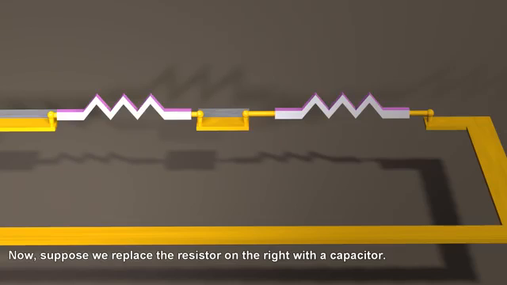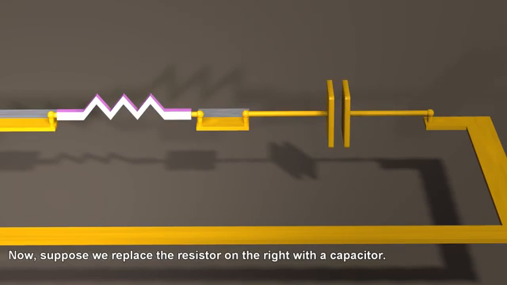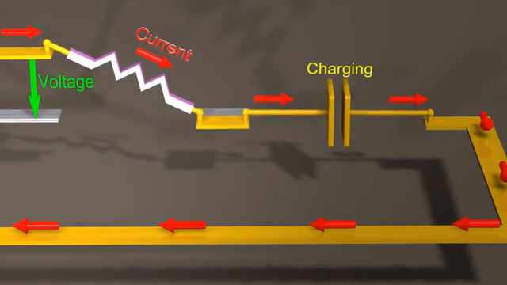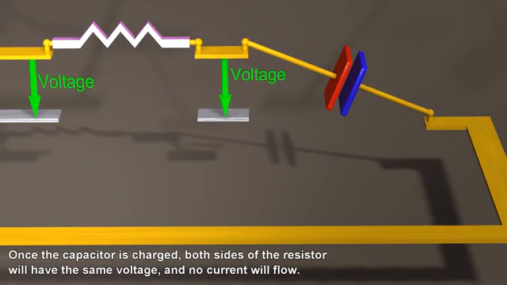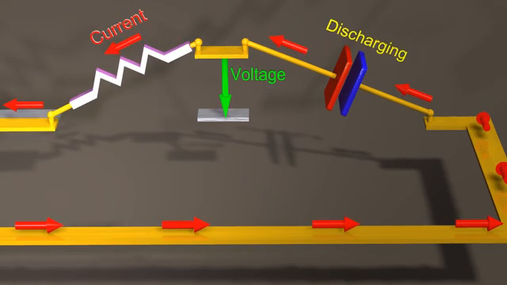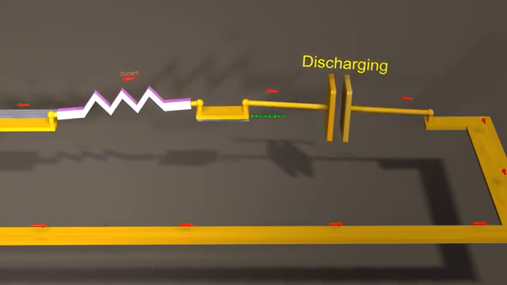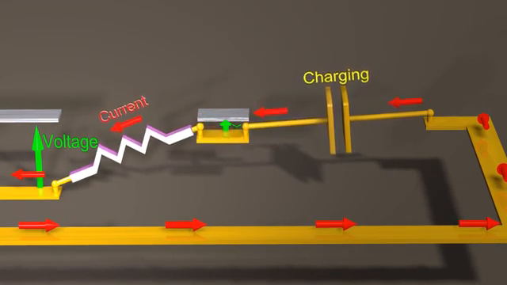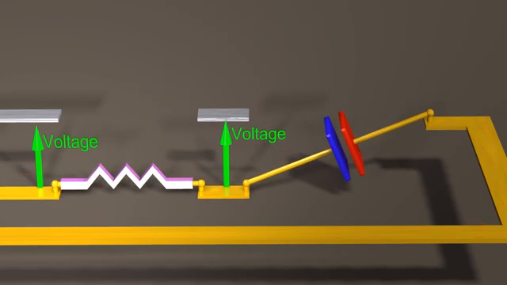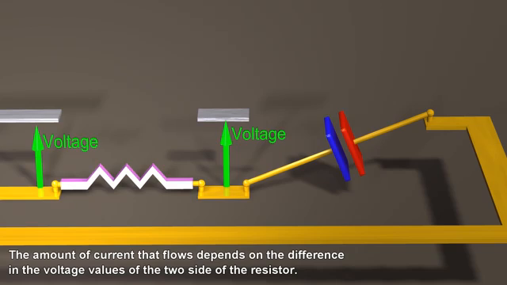Now, suppose we replace the resistor on the right with a capacitor. Once the capacitor is charged, both sides of the resistor will have the same voltage, and no current will flow. Current flows only if we change the value of the input voltage. The amount of current that flows depends on the difference in the voltage values of the two sides of the resistor.